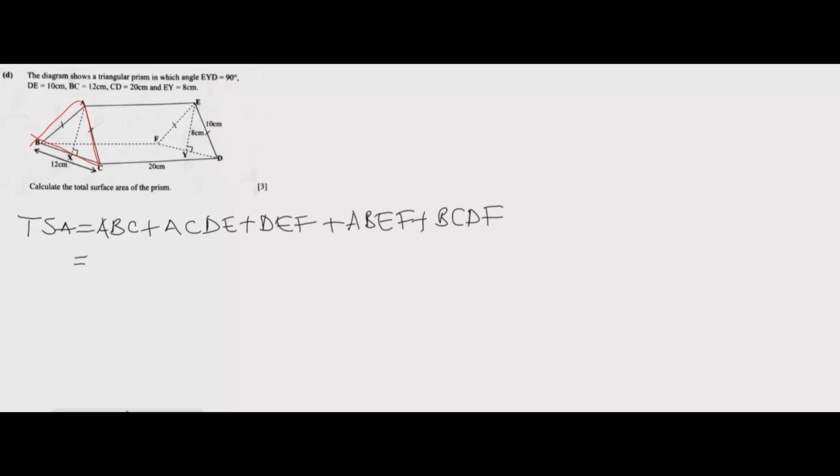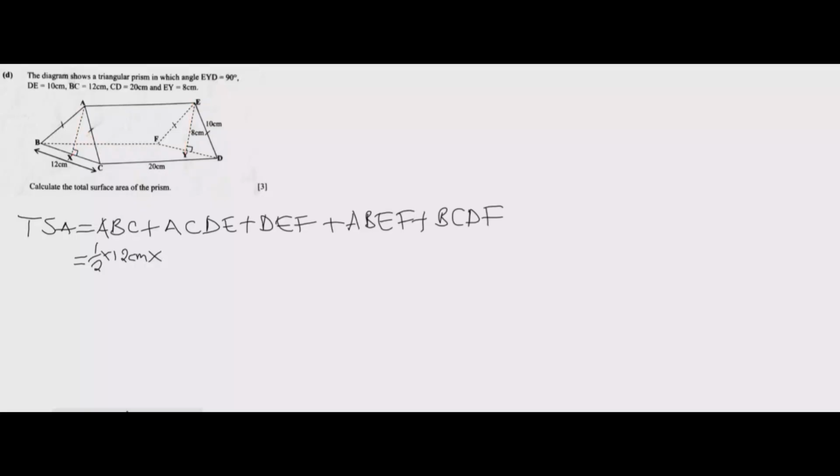Okay, the formula for any triangle is 1/2 times base, which is 12 centimeter, times height. Now to get the height, the height is here. We can see there is no measurement, but we can get the measurement from this one, which is 8 centimeter. That means even this side is equal to 8 centimeter. So we are going to get those two heights.